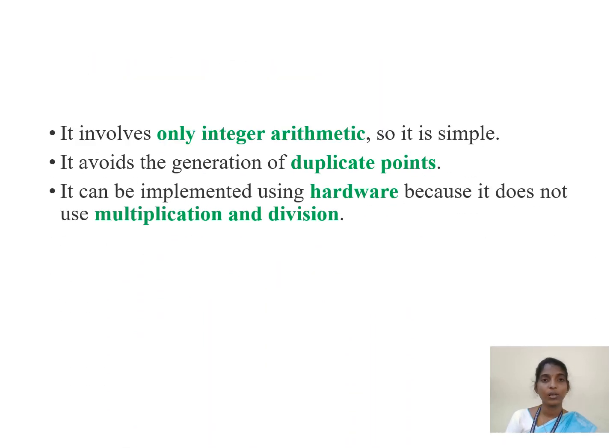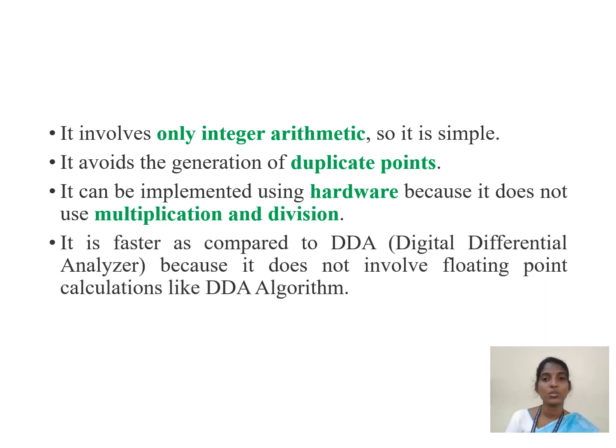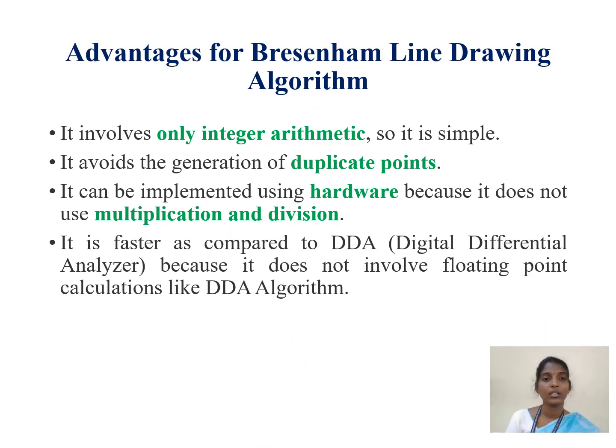It involves only integer arithmetic, so it is simple. It avoids the generation of duplicate points. It can be implemented using hardware because it does not use multiplication and division. It is faster as compared to DDA, Digital Differential Analyzer, because it does not involve floating point calculations like the DDA algorithm. These are the advantages of the Bresenham line algorithm.